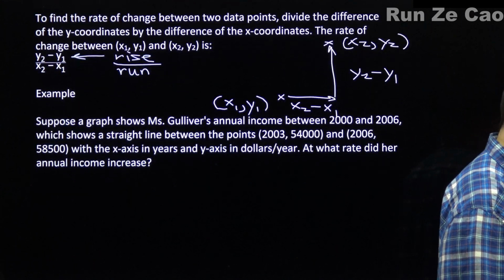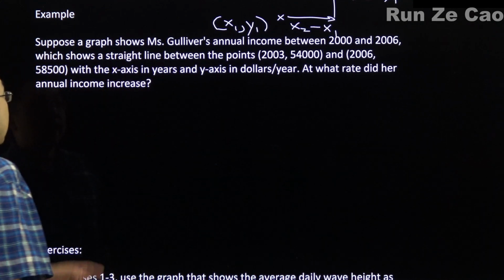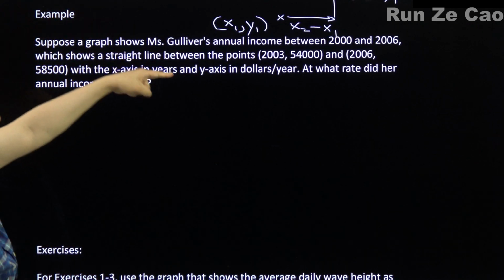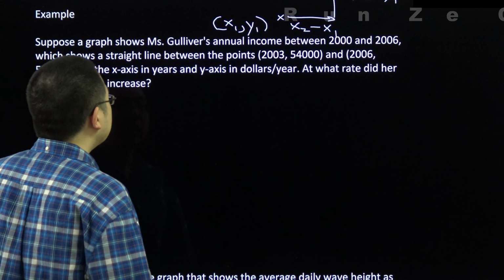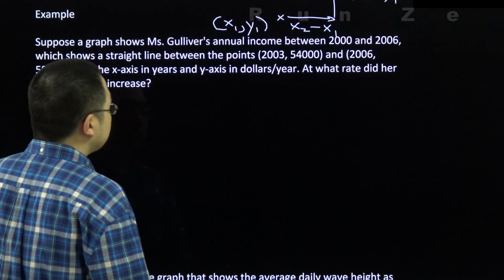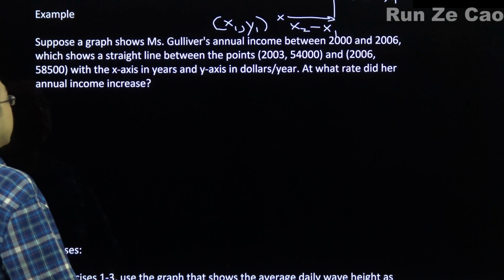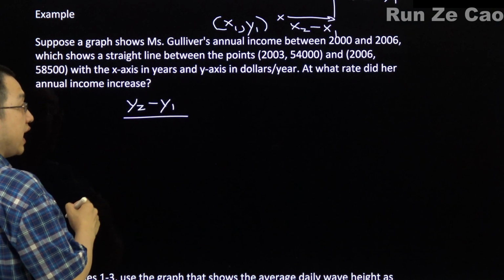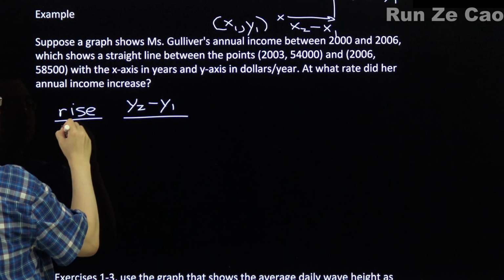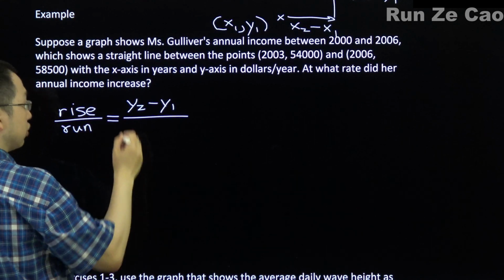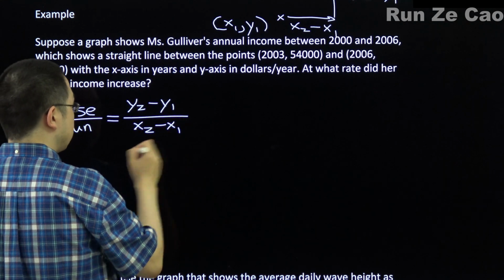Suppose you have a graph which shows Miss Gulliver's annual income between 2000 and 2006, and there's a straight line between the points 2003, 54,000, and 2006, 58,500. The x-axis is in years, and the y-axis is in dollars per year. At what rate did her annual income increase? The rate of change is going to be rise over run. We should start with that, which is equal to y2 minus y1 over x2 minus x1.